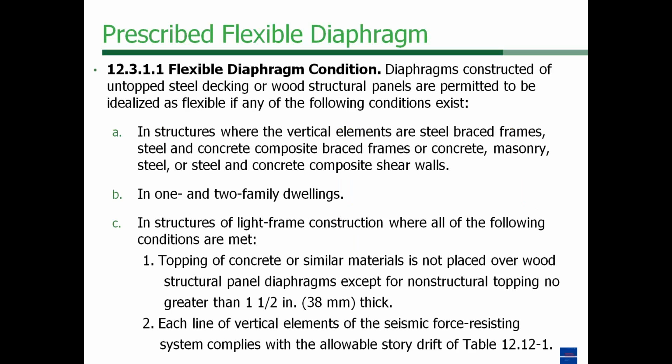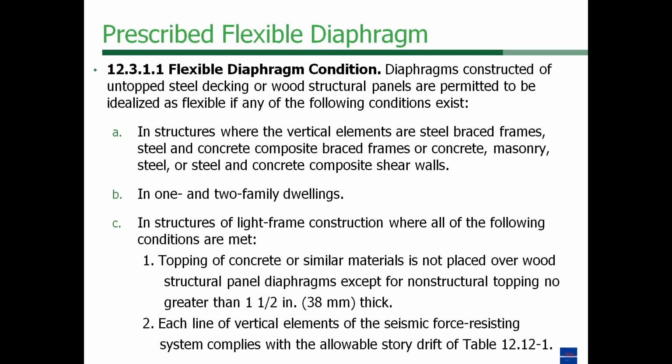So let's look again at ASCE 7, 12.3.1.1 for this flexible diaphragm condition. And there has been a change, I think I mentioned earlier, since the 2005 version, going to the 2010 version. And diaphragms constructed of untopped steel decking or wood structural panels are permitted to be idealized as flexible if any of the following conditions exist. In item A, it's in structures where the vertical elements are steel braced frames, and that doesn't apply to wood, so we'll skip over that.